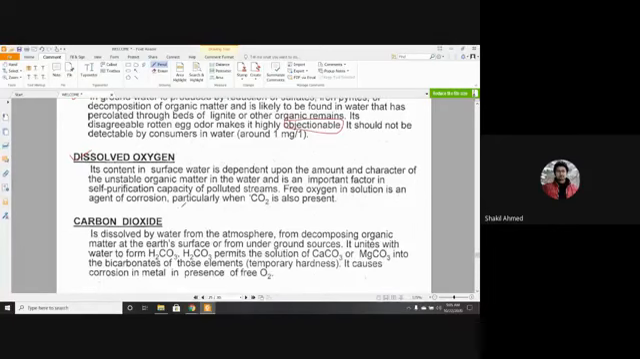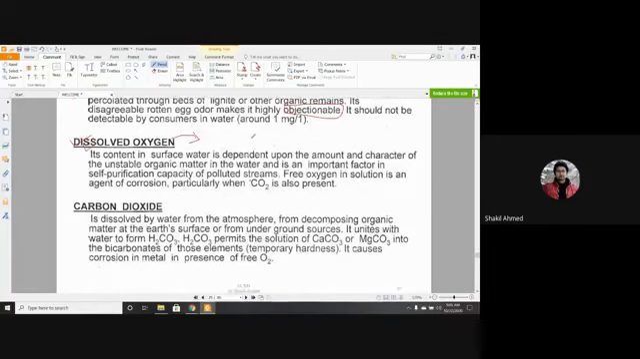Dissolved oxygen, this is important. As I told you, it is very important for the water to have dissolved oxygen greater than or equal to 4 to 5 milligram per liter. But still it's not healthy. For healthy water, dissolved oxygen should be at least 6 to 7 milligram per liter. If it is below this, then the water is polluted and the fish and other species may die.